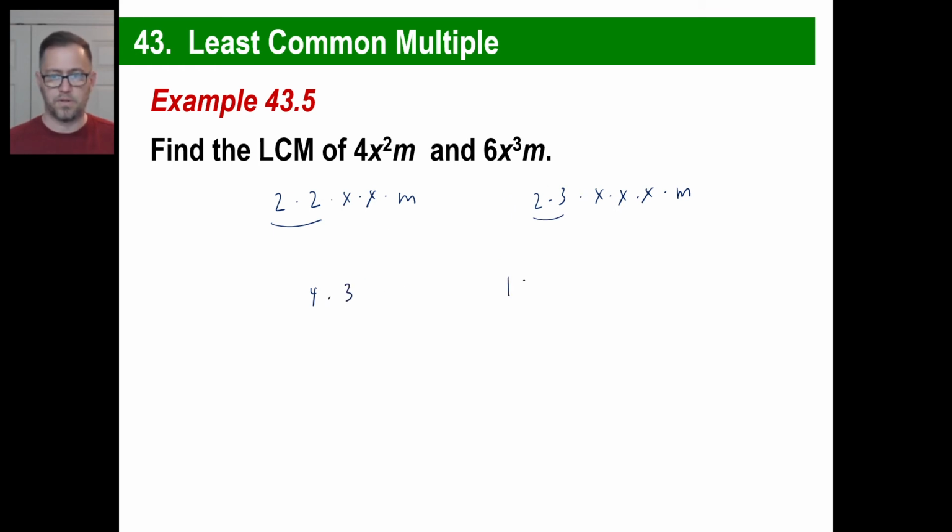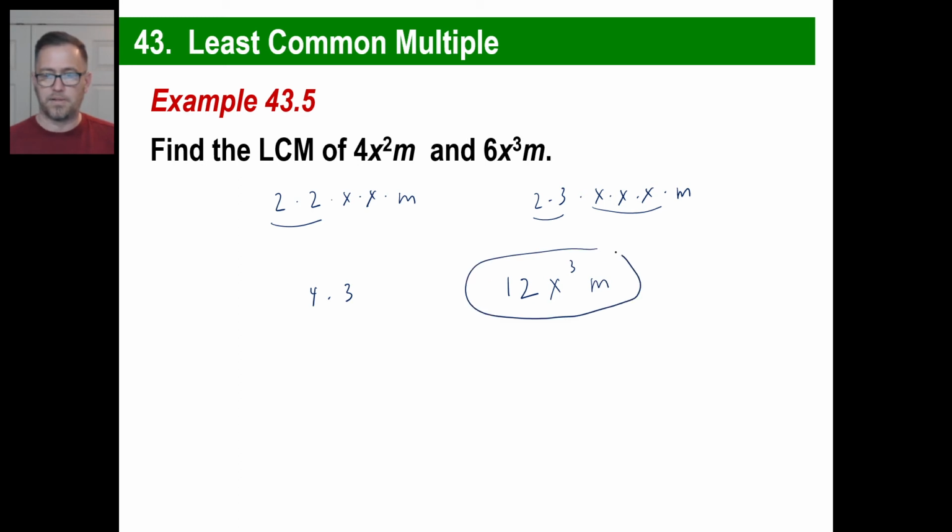So the answer, the number part, is 12, right? Which you knew, 4 and 6 go into 12. That's the smallest number. Big whoop, okay? Now, my question is, X squared and X cubed, which one has the most X's? Oh, X cubed does. There we go. Which one has more M? M, and there you go.